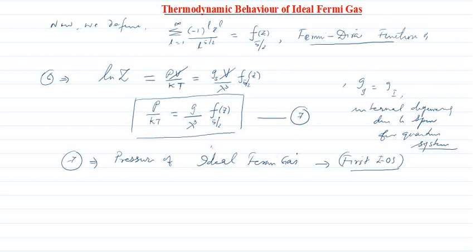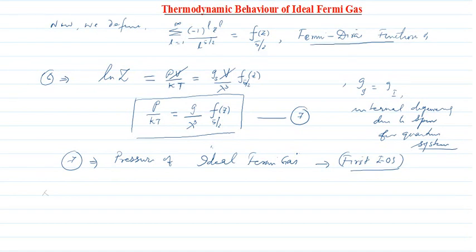Okay, so let's continue with the derivation or discussion of the thermodynamic behavior of ideal Fermi systems. By equation number 7, we have obtained the expression for pressure of the ideal Fermi gas. Now let's obtain the expression for the number density of the ideal Fermi system.